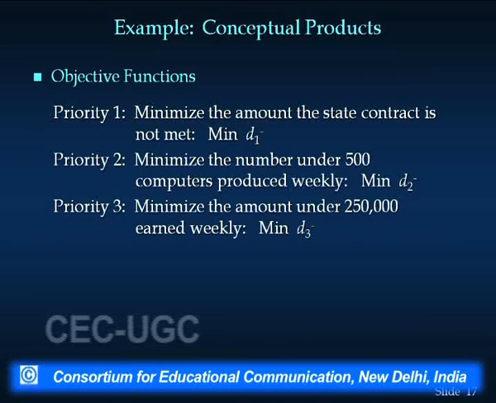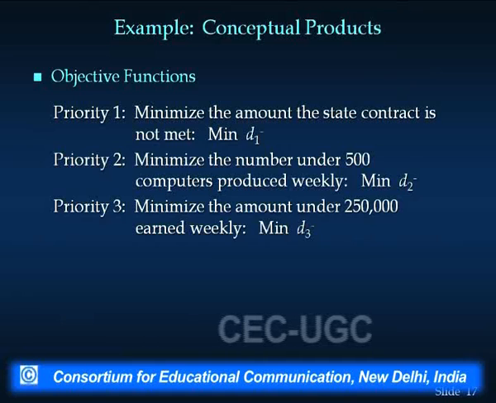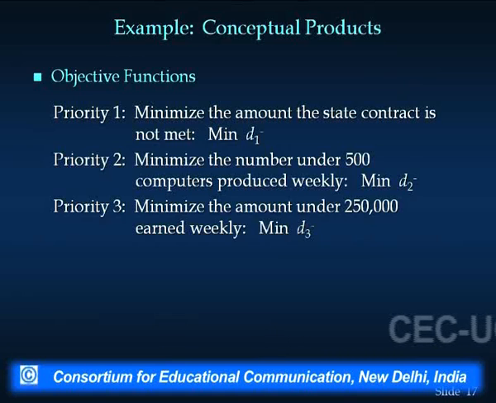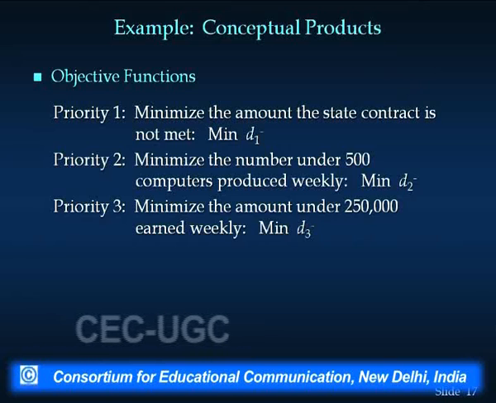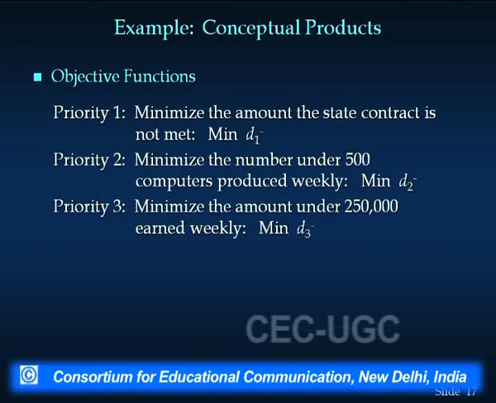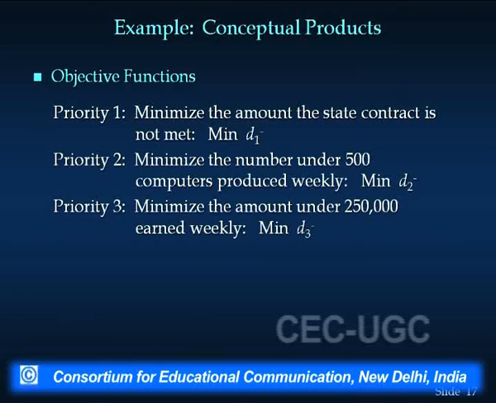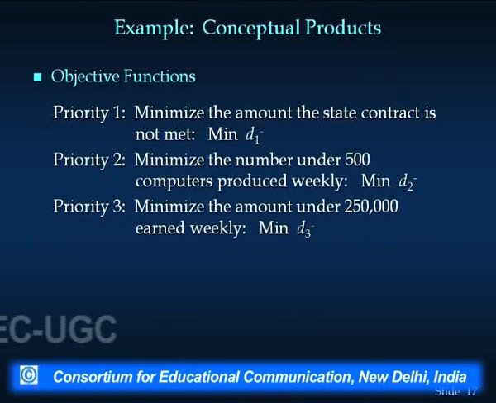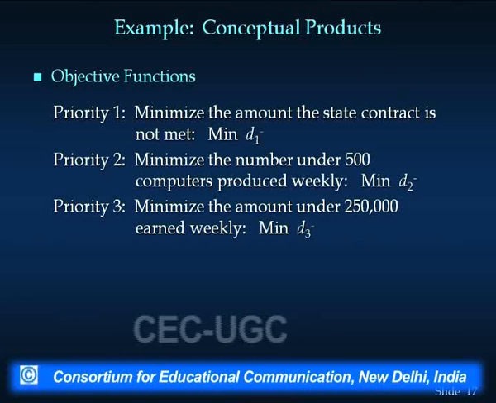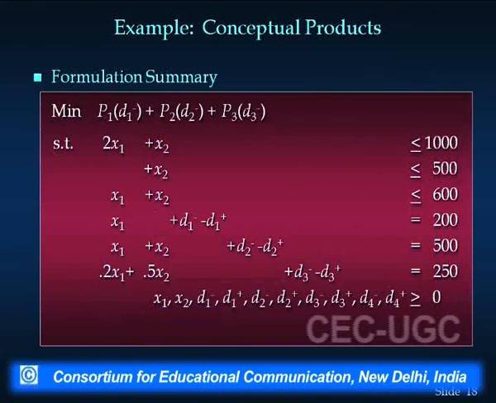The priority number 2, minimize the number under 500 computers produced weekly, and this is given by D2 minus. So D2 minus is also to be minimized, and minimize the amount under 250,000 earned weekly, and this is given by D3 minus. All these deviations are deficiencies only, and the total of these deficiencies is to be minimized. This is our goal and we have to achieve it. Now we will formulate the problem as a goal programming problem, and formulation of the problem.